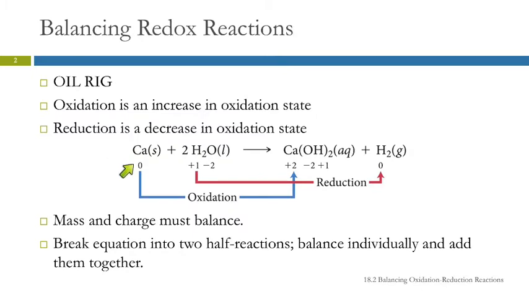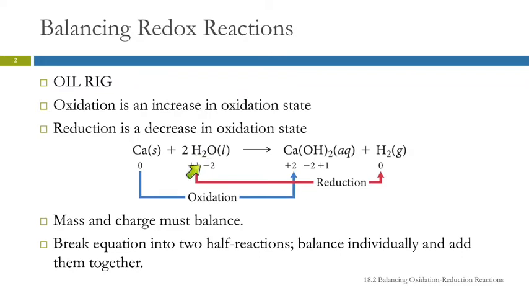So here calcium has an oxidation state of 0. Here it has an oxidation state of +2. The oxidation state went up. It's being oxidized. Sometimes, like for a metal here, we can look at the charges and identify whether it lost or gained electrons. To go from no charge to a +2 charge means that calcium atom lost 2 electrons. Oxidation is loss of electrons.